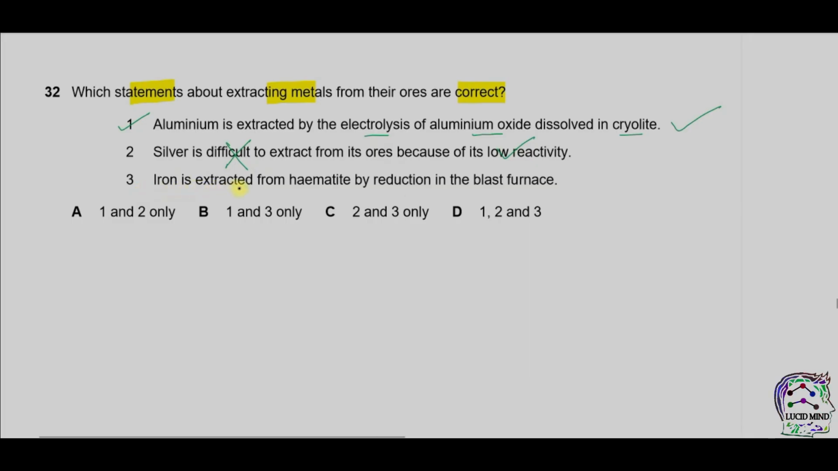Part 3. Iron is extracted from hematite by reduction in a blast furnace. This is also a true statement as hematite is iron oxide, which is Fe2O3. And in the blast furnace different reactions take place and we get iron from this ore. So statements 1 and 3 are correct. Therefore the answer is B.